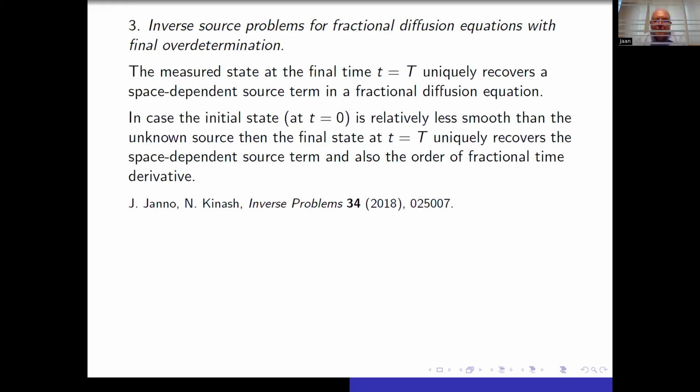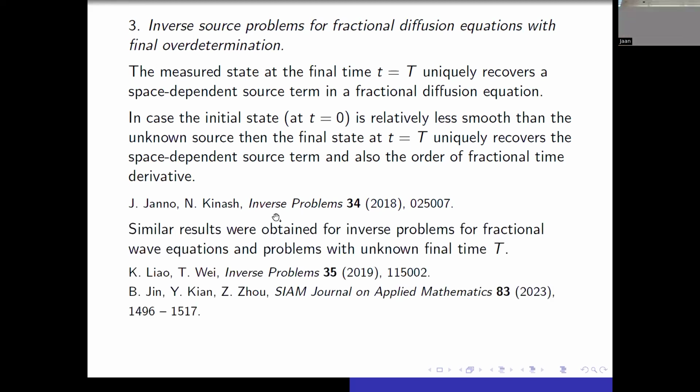But we can principally consider also such a problem where the unknown is also the order of derivative in addition to this source term. And what turns out is that if the initial state in this problem is relatively less smooth than the unknown source, then it is possible to recover also simultaneously the order of the derivative. And this was published together with my student Natalia in 2018. And further, the same kind of method was also used in some other problems, for instance, the super diffusion case in 2019 in this paper, and also for the problems with unknown final time in 2023 by these authors.